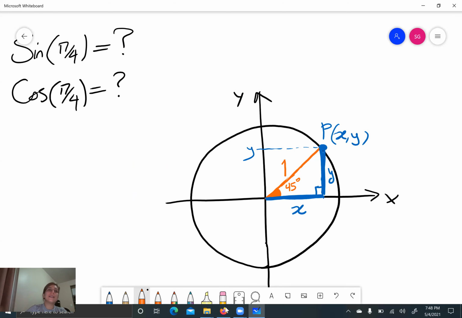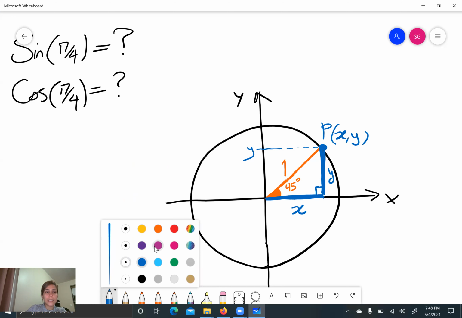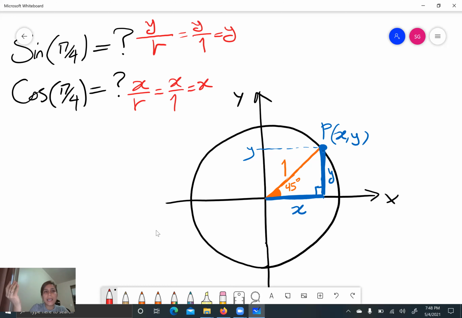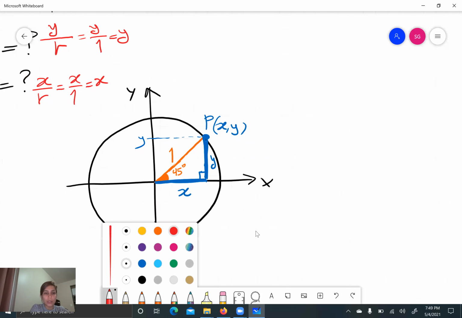Okay, so what is sine? Sine is y divided by r, right? Y divided by radius. In this case, it's y divided by 1, so it's the y value. Cosine is x divided by r. In this case, it's x divided by 1, so it's simply the x value. So in other words, if I have the x value and y value, I just have the sine and cosine. That's it. So now let's just recall our information from geometry.